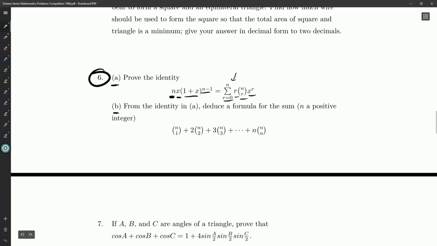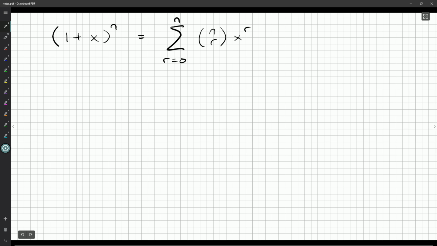This n down here and this n plus 1 up here makes me think perhaps a derivative has taken place in some way. So the nearest expression I can think of is (1 plus x) to the n is the sum, using r I guess, (1 plus x) to the n is this expression. This is called the binomial theorem. I don't need to prove that for them. This is a well-known result. So we've got the binomial theorem.